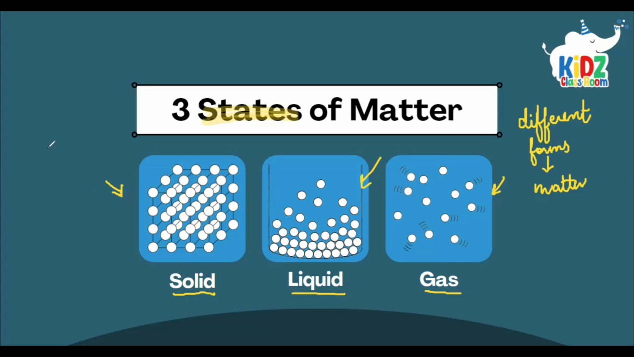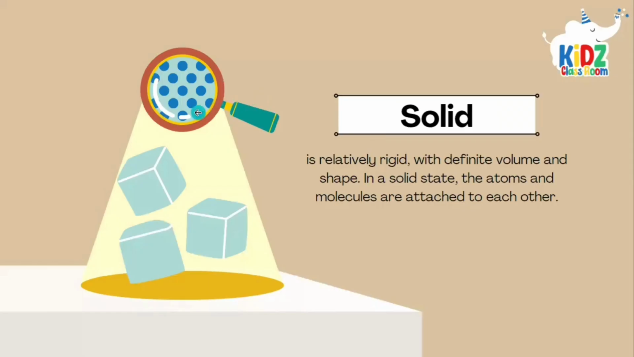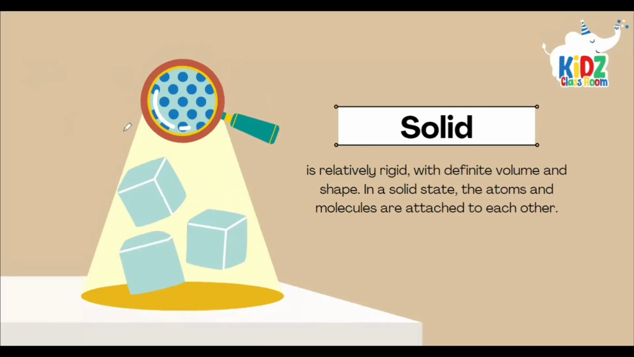Now let's learn about all these three states of matter. Here we have solid. And what is a solid? It is relatively rigid with a definite volume and shape. In a solid state, the atoms and molecules are attached to each other. We learned that matter is made up of tiny particles called atoms, which come together to form everything.